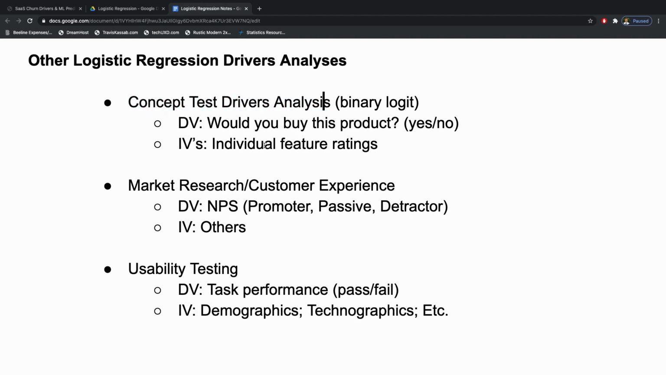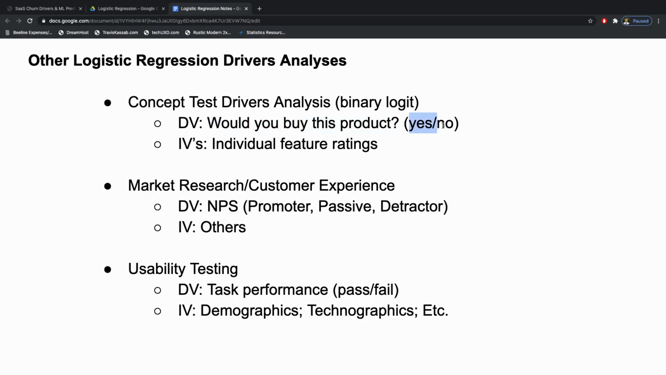You show people a concept, you get importance ratings for each feature of that concept, right? So how important is it that feature X is included in this product? And then after all of those importance ratings, you ask the final question, would you buy this product, yes or no? And what a logistic regression model would tell you is which feature importance ratings most significantly drive intent to purchase. So this is a way that you can prioritize which features you include in an MVP or go-to-market product.